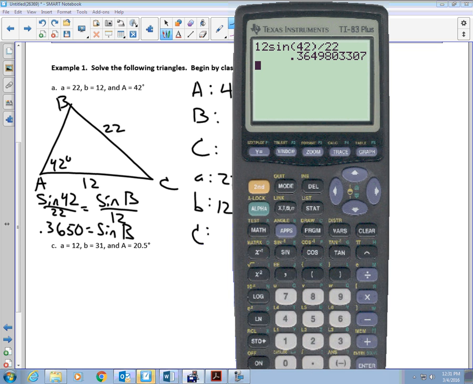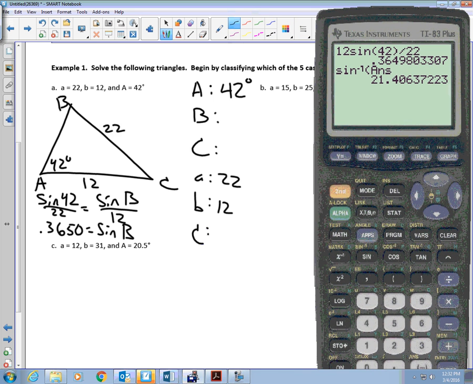Again, why are we so convinced that it's acute? Yep, and that's what the decision tree takes care of for us. So we don't really have to think about it. So I can have confidence that when I hit sine inverse of this answer, the acute angle it comes up with, 21.41, is accurate. So I get for angle B, 21.41 degrees. Now what?